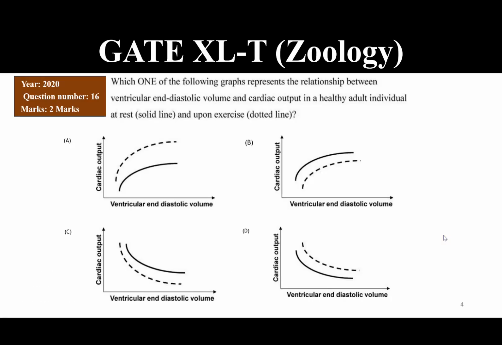Coming to this question, you should see the solid line and the dotted line. The solid line is at rest and the dotted line is exercise. First of all, you should remember that exercise is basically a positive inotropic effect. So the curve for this should be above the solid line, which is what you find here and here. And then you should remember how the relationship flows. The relationship says that as the ventricular end diastolic volume increases, the cardiac output also increases. Therefore, the answer is A.